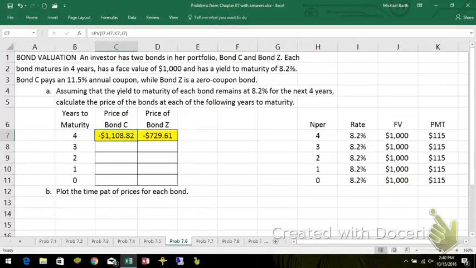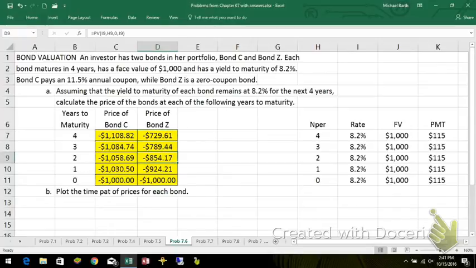If I copy this down, notice that Bond C is selling at a premium. A premium bond means its price is above its par value, and the price declines over time until it reaches its par value. Bond Z is selling at a discount. By definition, a zero coupon bond is a discount bond, which means that its price is less than par value.